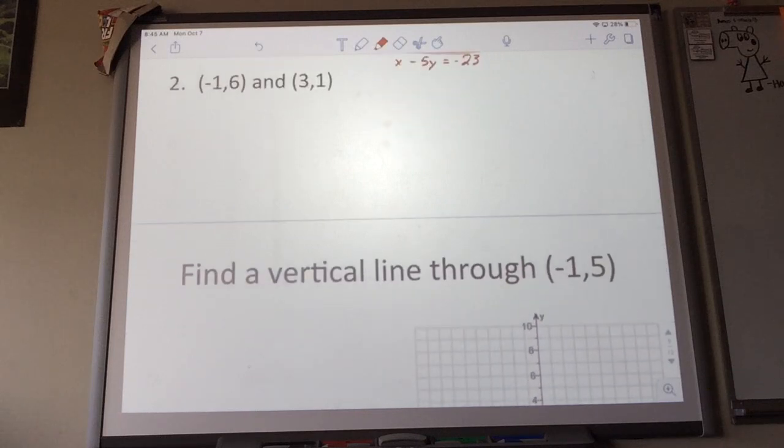Okay, I want you to do number 2. Get that all the way to standard form. So letters on the left side of that.